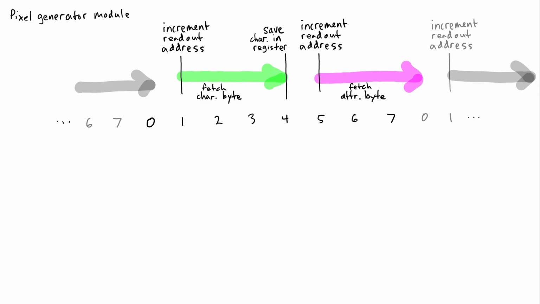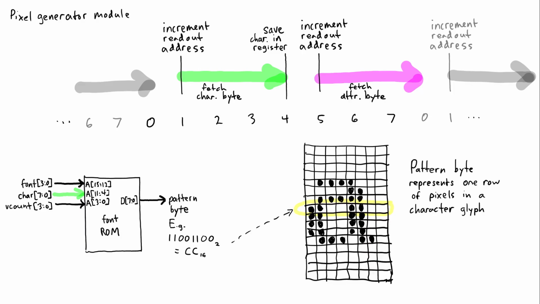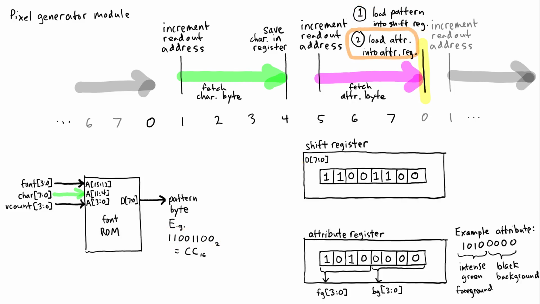At time 4, the character byte fetched from VRAM is clocked into the character register. The character data, along with the low 4 bits of the vertical count and 4 bits selecting a font, is used to generate the address of a byte from the font ROM. This byte contains a pattern of 8 pixels which correspond to one row of one displayed character. At time 0, two important events occur. The pixel pattern fetched from the font ROM is clocked into a shift register, and the attribute byte fetched from video memory is clocked into a register.